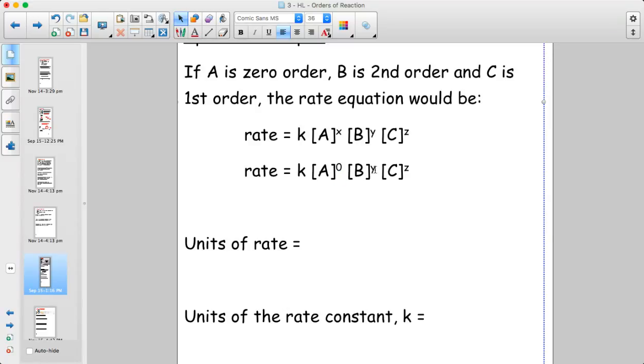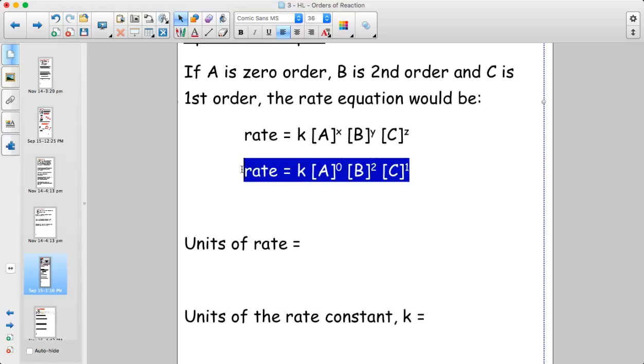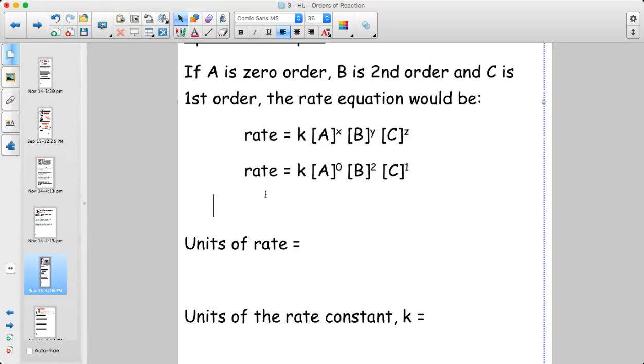There's 0. This is now 2, because it's second order for B, and this is now 1. And so we could then simplify this one further because anything raised to the 0 power is 1. And so we could get rid of that A thing from the equation. So in this case, if A is 0 order, it has no effect on the rate, and therefore it doesn't show up in the rate equation.